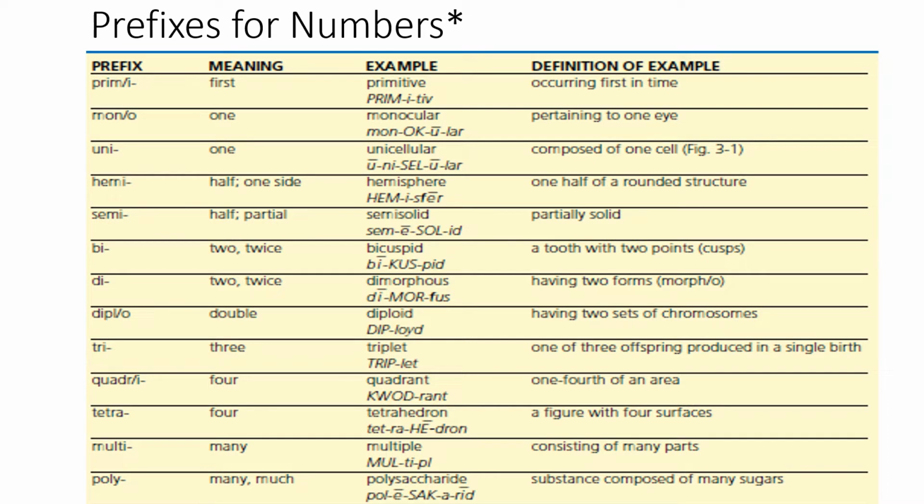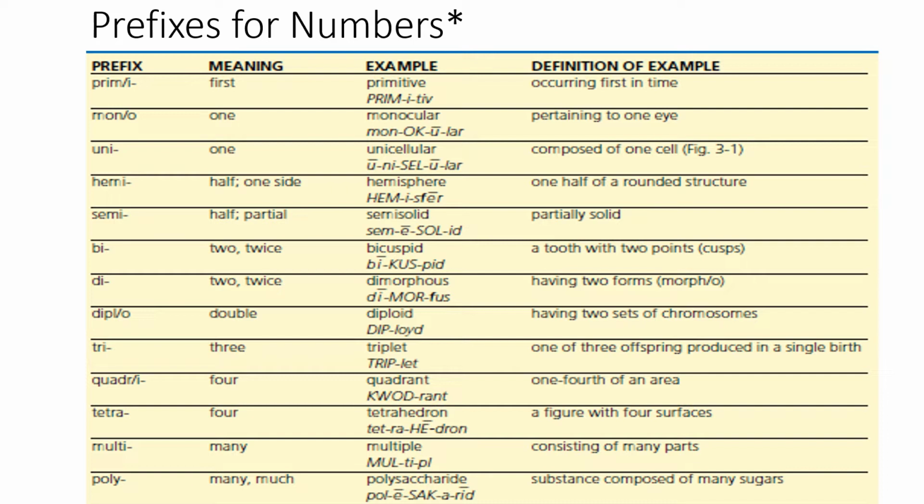Now next is tri, which means three. Triplet: one of three offspring produced in a single birth. Next we have quadri, meaning four. Example is quadrant, or one-fourth of an area.